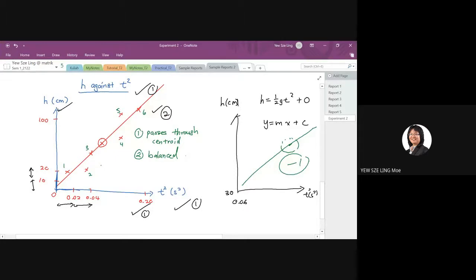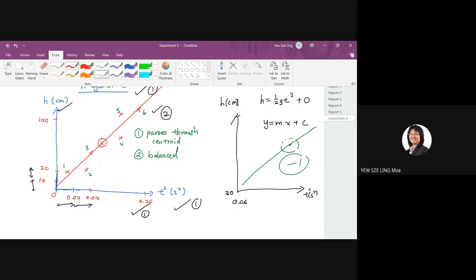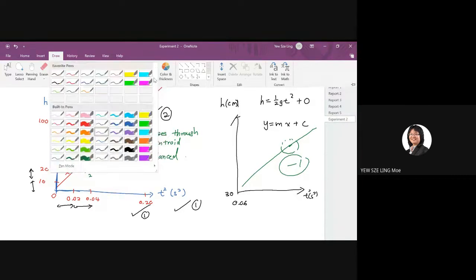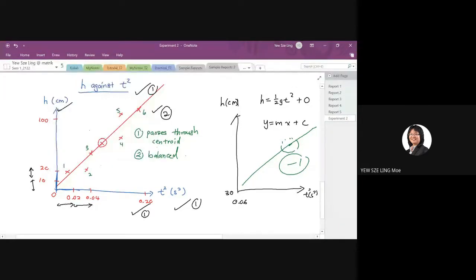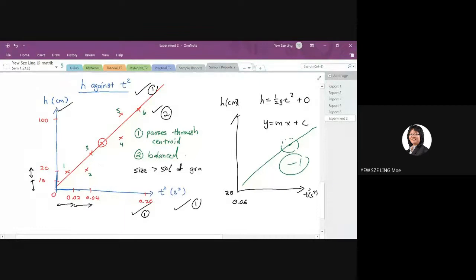Okay, so once you have the best fit line, what should you do next? Next, we are going to proceed to the calculations of gradient. But before that, you are going to need a triangle. Oh yeah, one more thing that I forgot to mention just now. Another 1 mark will be given to the size of the graph. So how do we determine the size of the graph? If the size is greater than 50% of the graph paper, then you get another 1 mark.